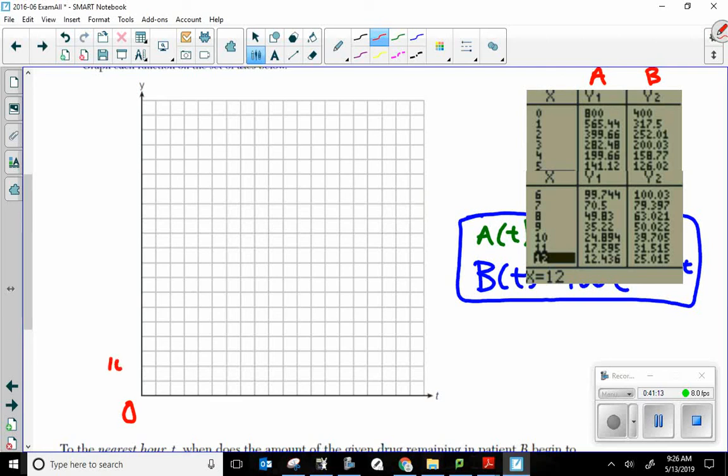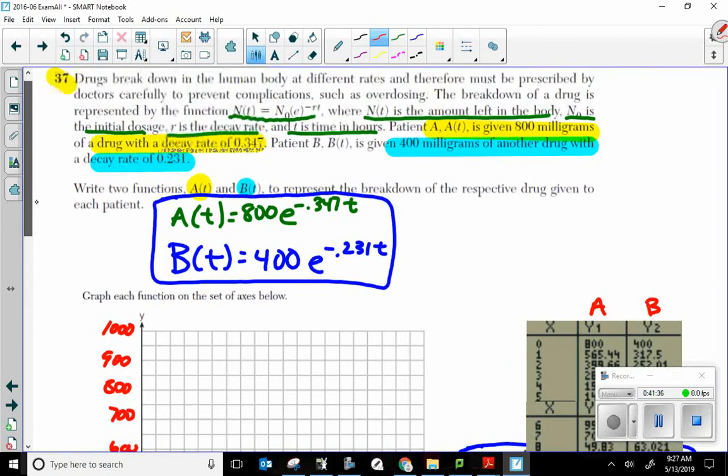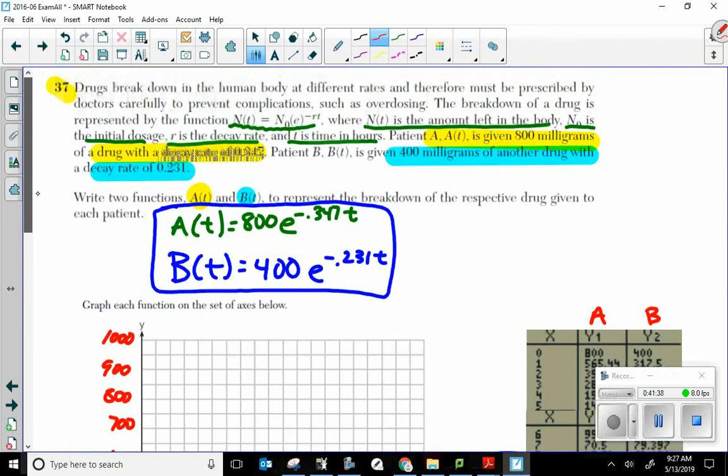So every 2 is going to be 100. Okay, 200, 300, 400, 500, 600, 700, 800, 900, and 1,000. All right, and now T is time, and it just says different rates, breakdown.